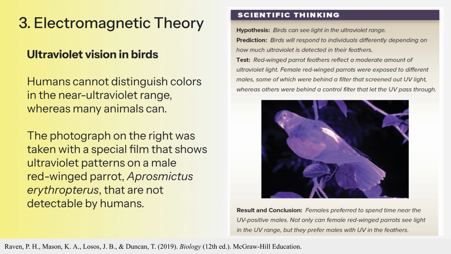While humans cannot see near ultraviolet light, which is high-energy light just beyond visible violet, many animals can. Scientists conducted experiments with the red-winged parrot to study this behavior. They discovered that female parrots use ultraviolet patterns on male feathers to choose their mates. These beautiful markings are completely invisible to humans but highly vibrant to birds.